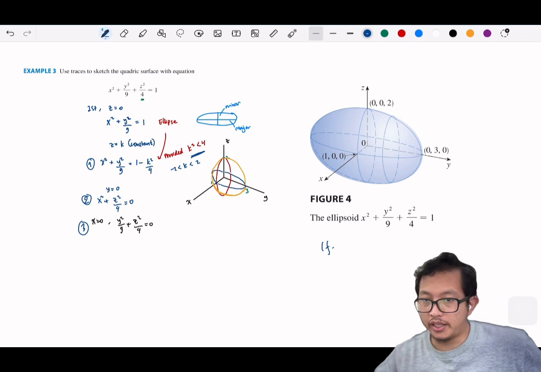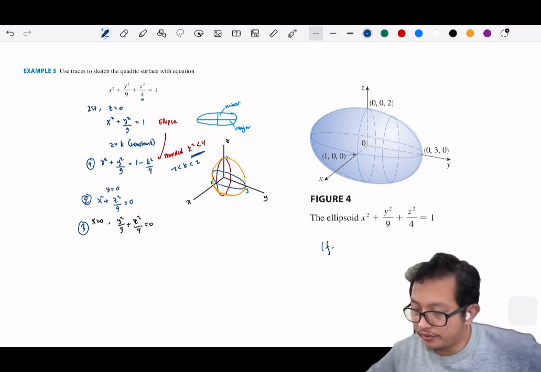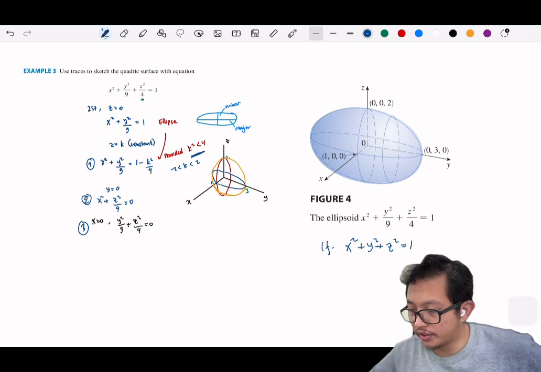So this is what we call an ellipsoid. And if all the constants in the equation are equal, we'll have the sphere. So if we have this, it is a sphere with radius.